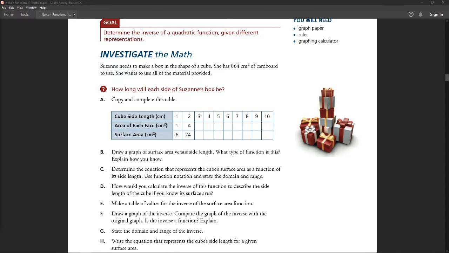Susan needs to make a box in the shape of a cube. Is it done?